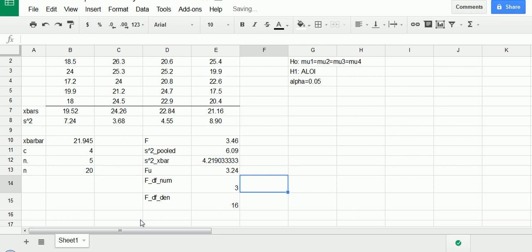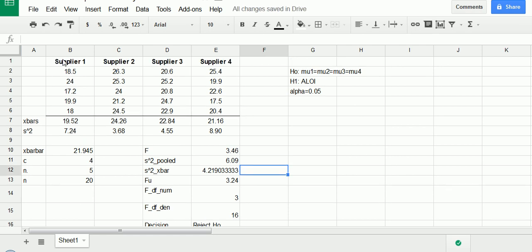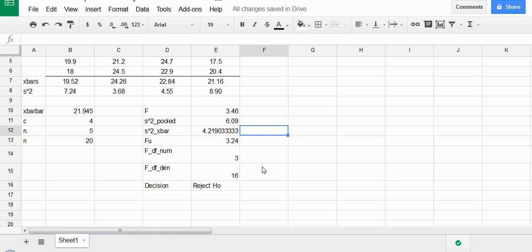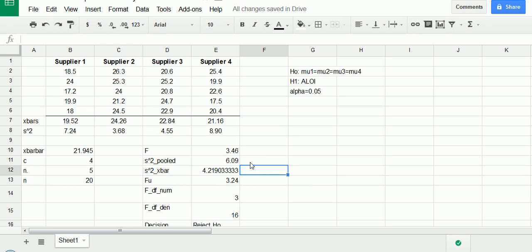Okay, and now we can make our decision whether we're going to accept or reject our null hypothesis. And here we see, because F is greater than FU, even though it's not by that much, we will reject H0 and conclude that there is at least one inequality among the 4 suppliers with respect to tensile strength. Okay, so not all these suppliers are providing the same tensile strength for parachute fabric.